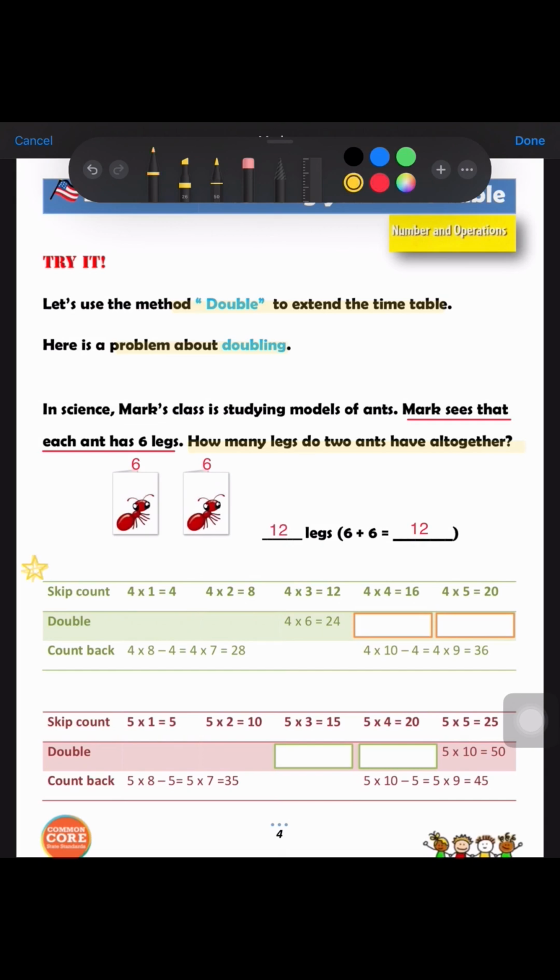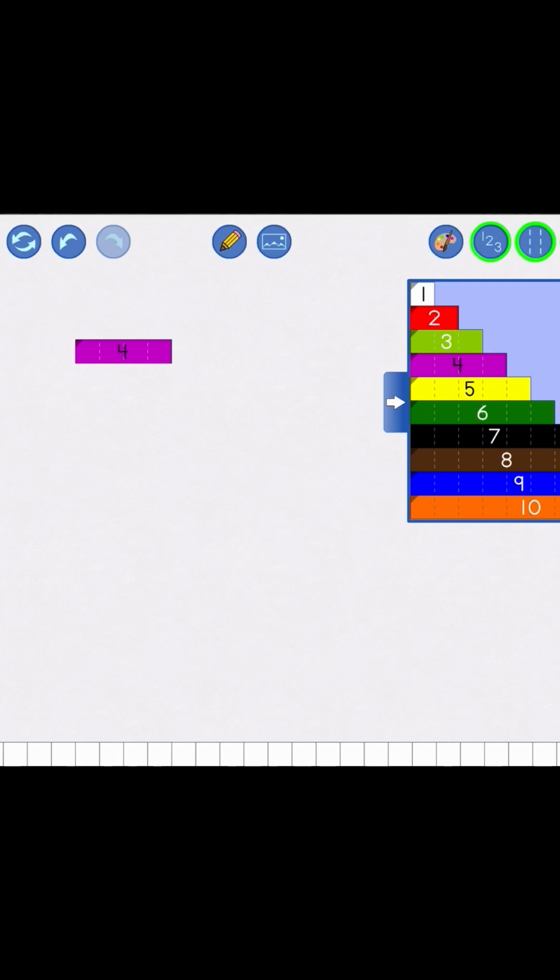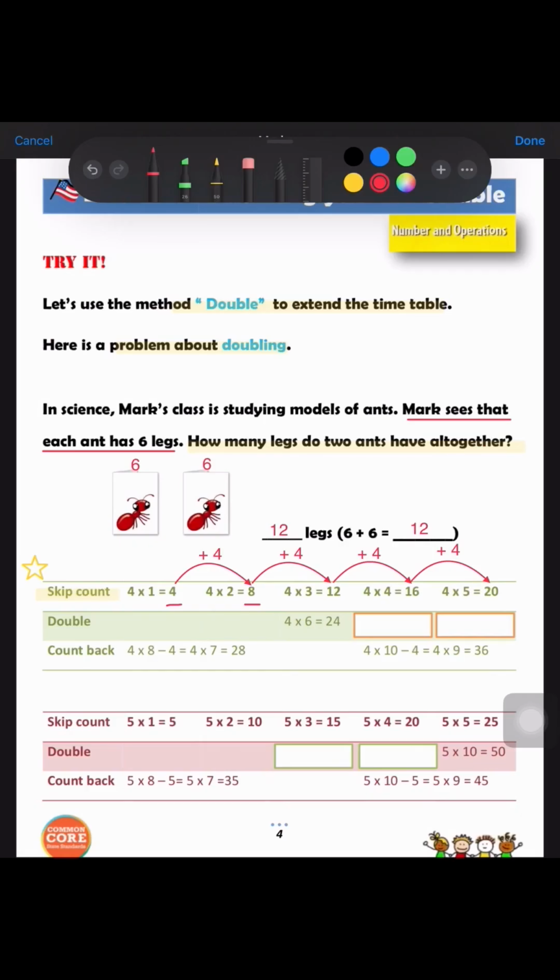Okay, so now take a look at the tables below. So this is the multiplications of 4. First of all, we use the skip counting on method. 4 times 1 equals 4. How about 4 times 2? We just need to add 1 more 4. So 4 plus 4 equals 8. So 4 times 2 equals 8.